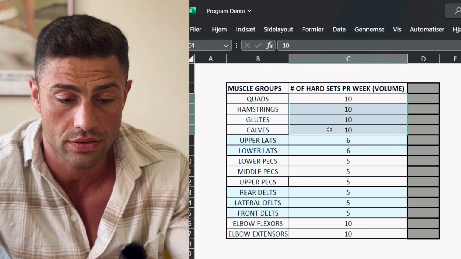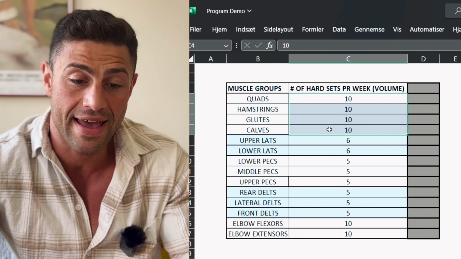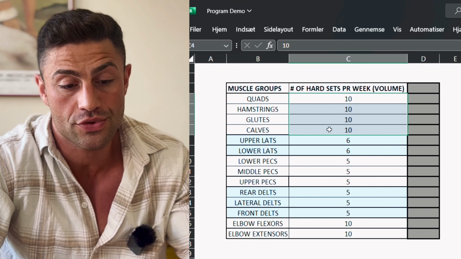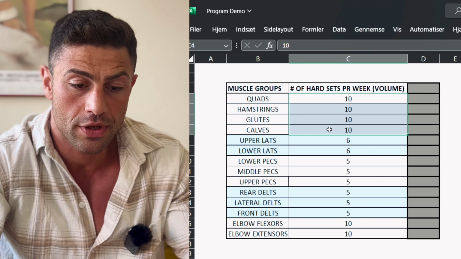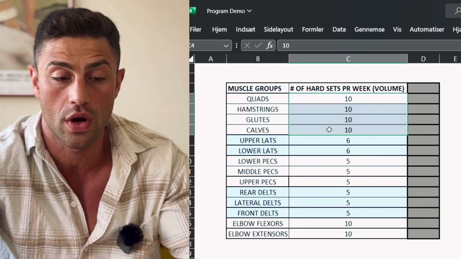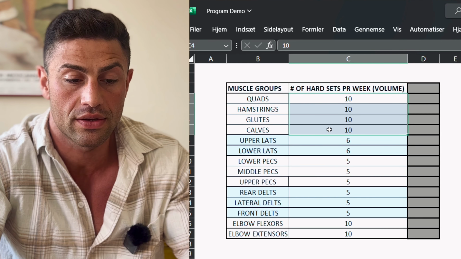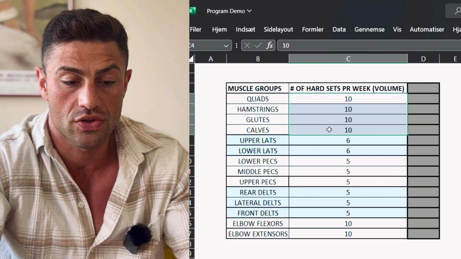Going back to the number of hard sets per week, aka volume, you can see for quads, hamstrings, glutes, and calves, I put in 10 sets. Mostly because when we do a knee extension movement or a squat movement, we're going to be hitting all of the quad muscles. Same goes for hamstrings.